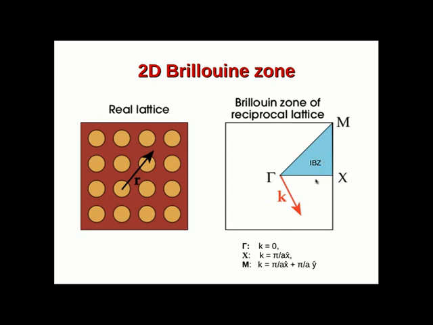The irreducible Brillouin zone is labeled at three corners as Gamma, X and M. The Gamma point corresponds to zero wave vector. The X point corresponds to the wave vector having an x component only, equal to pi by a, and M corresponds to the wave vector having both x and y components, each equal to pi by a.